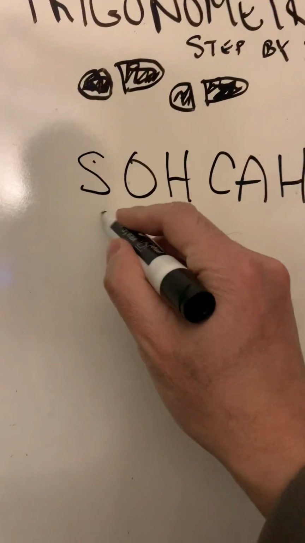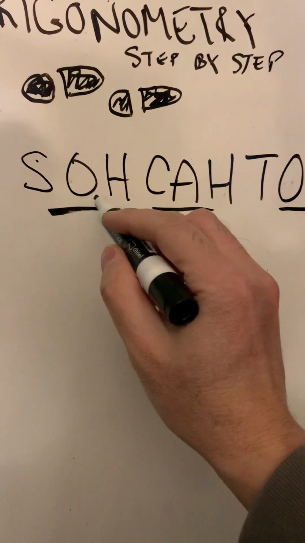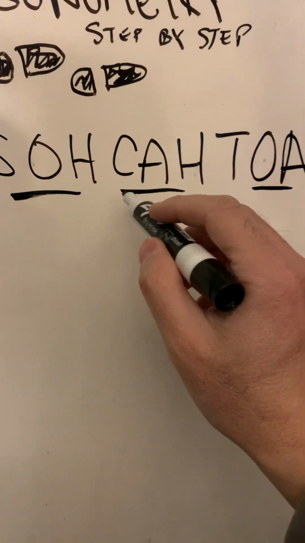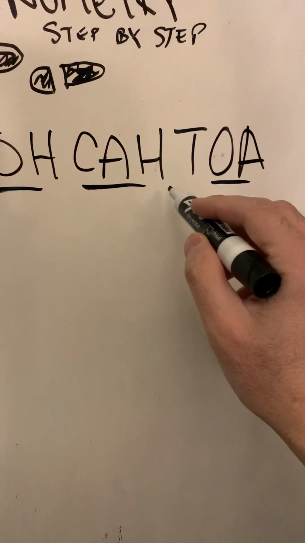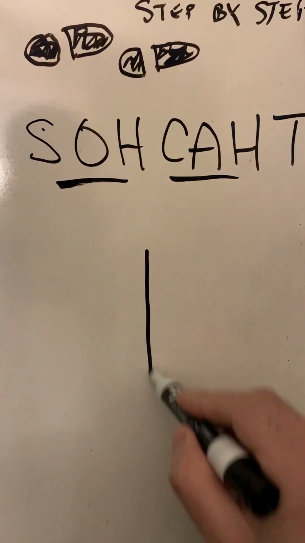So what does this mean? SOHCAHTOA. Sine, opposite over hypotenuse. Cosine, adjacent over hypotenuse. Tangent, opposite over adjacent. So how does that appear?